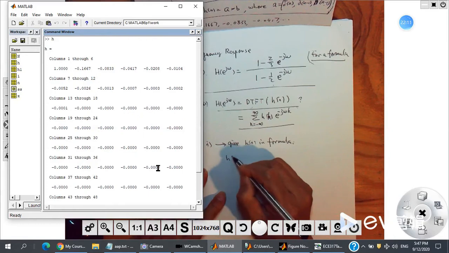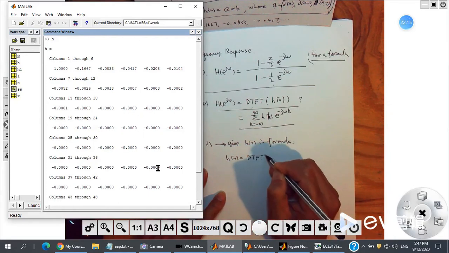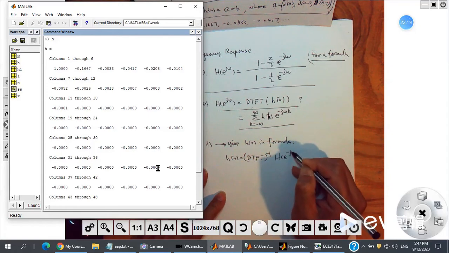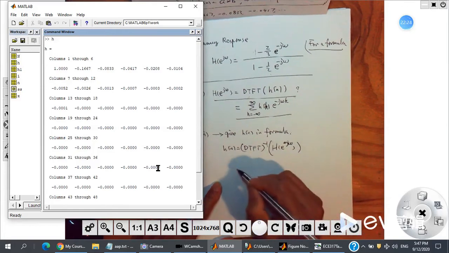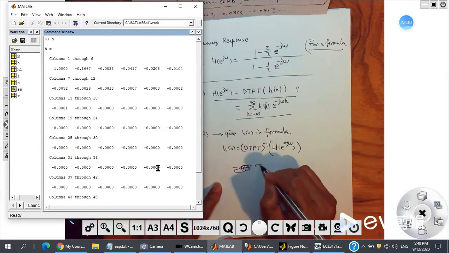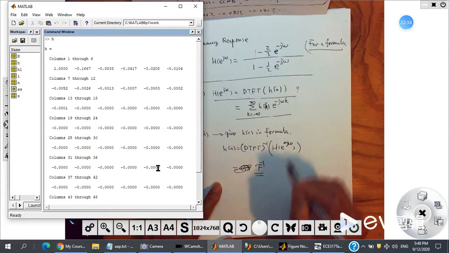h of n is the inverse DTFT of h. It's positive, which is an inverse DTFT. I just write F. The inverse Fourier transform of this one.